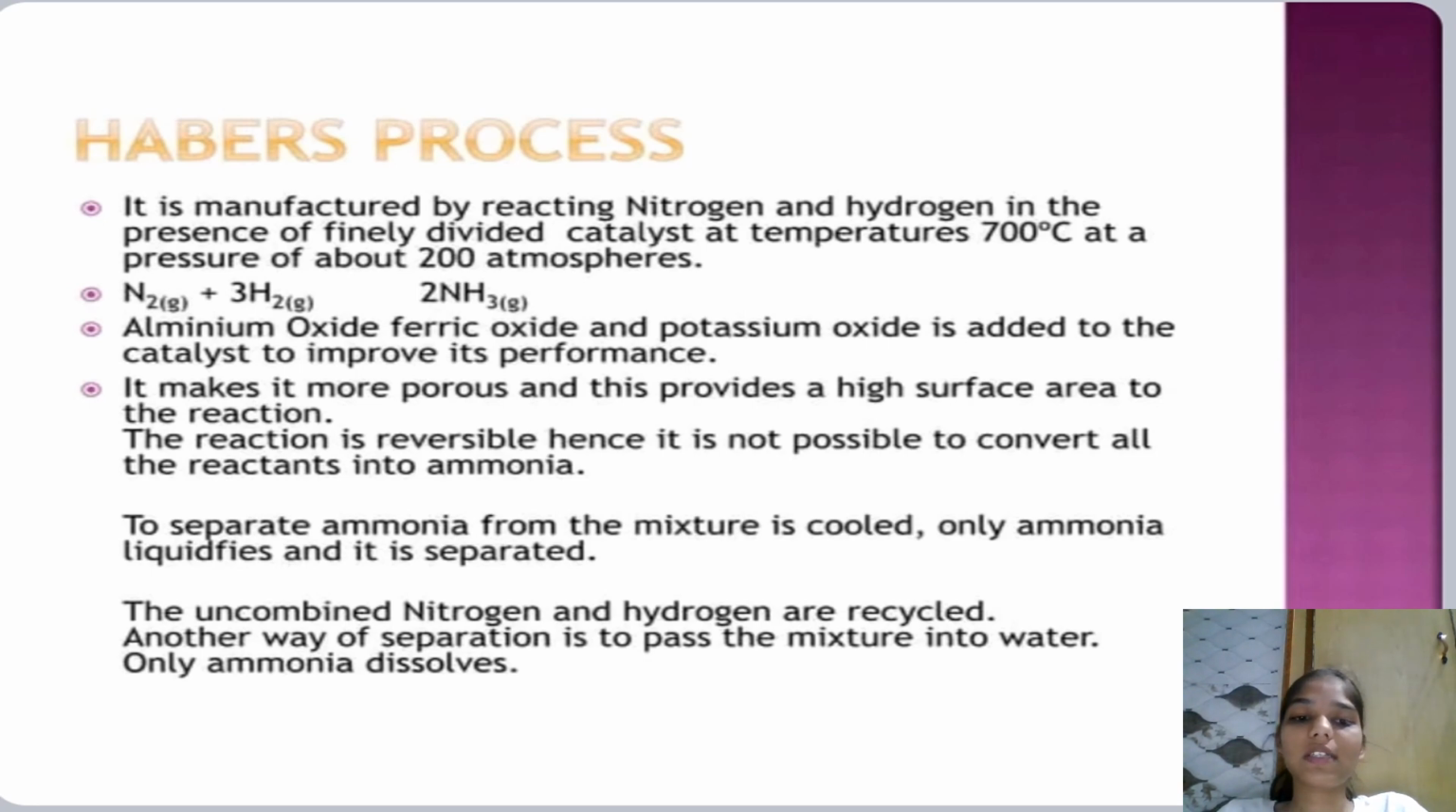The reaction is reversible. Hence, it is not possible to convert all reactants into ammonia because at a certain period of time, an equilibrium stage will be achieved. To separate ammonia from the mixture, it is cooled and only ammonia liquefies and is separated. The uncombined nitrogen and hydrogen are recycled, and another way of separation is to pass the mixture into water. Only ammonia dissolves in water.